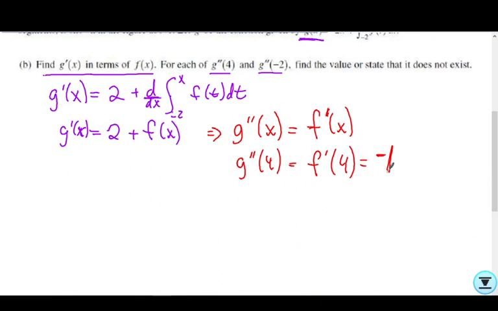Just like that. And then the other part, find g double prime at negative 2, which is f prime at negative 2.